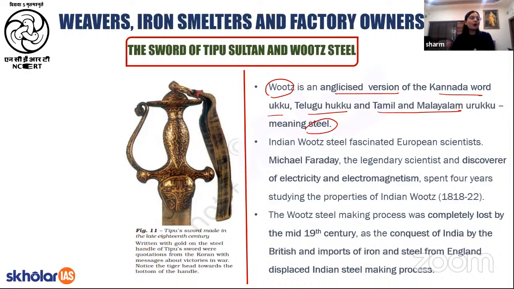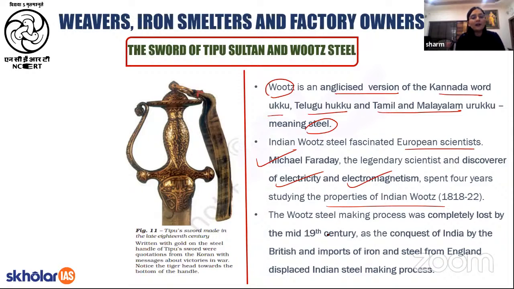Apart from that, as I had already told you, I have also given you the example of Game of Thrones. This was very famous. Wootz steel was very famous all over the world, and it fascinated many European scientists, including a legendary scientist, Michael Faraday. Who was Michael Faraday? He was the father of electricity and electromagnetism, the discoverer of electricity and electromagnetism. He spent years studying the properties of Indian wootz. So you can understand how famous this steel was. This was considered one of the finest all over the world.